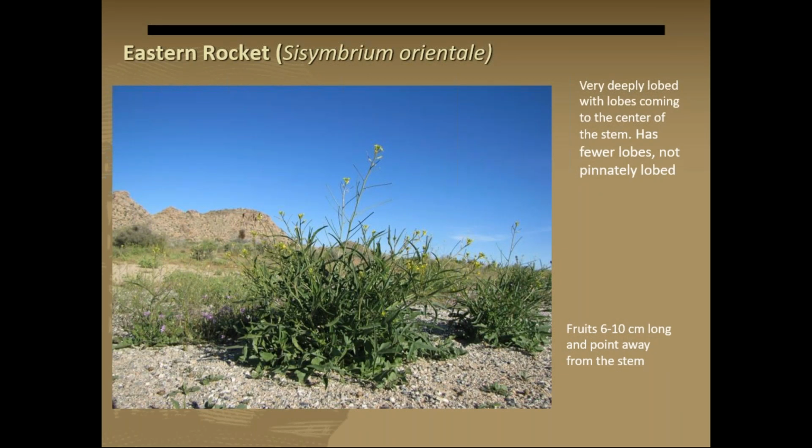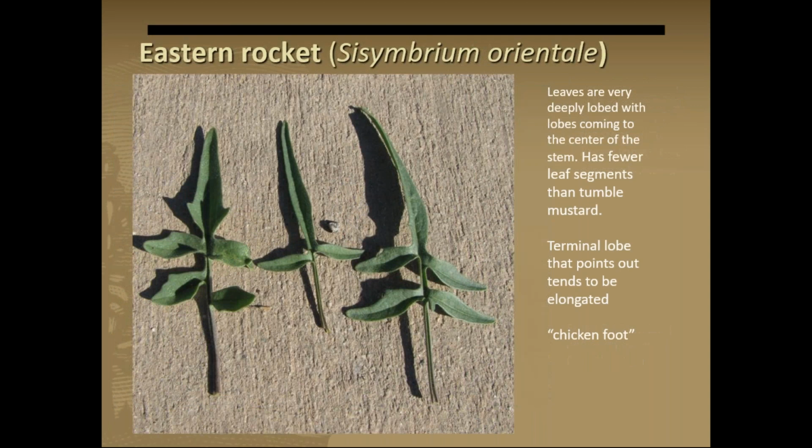This one, it doesn't have as many fruits, and it doesn't have as many stems coming up. That's one good way to diagnose it. But the leaves are also very distinctive. And here's a picture of some of the leaves of Eastern Rocket. There's less leaf segments overall, and that terminal leaf segment, the one that points straight out at the end, that one tends to be elongated.